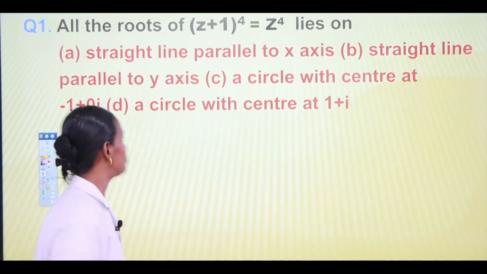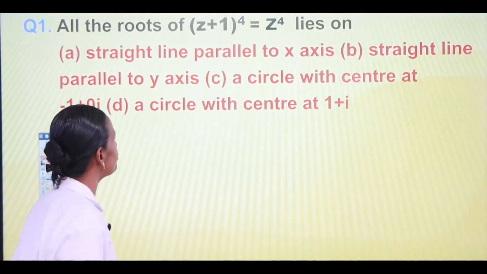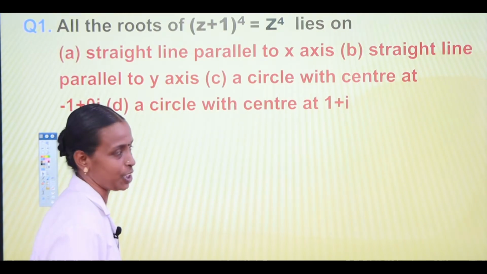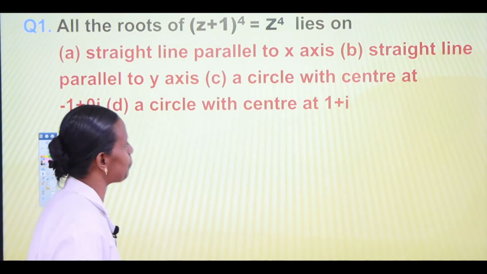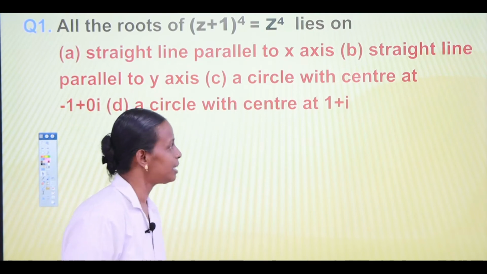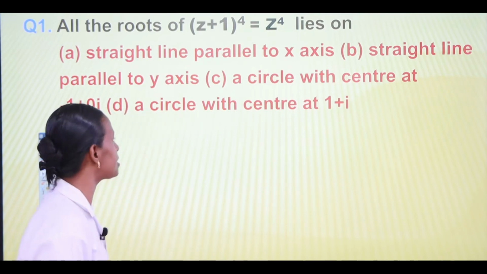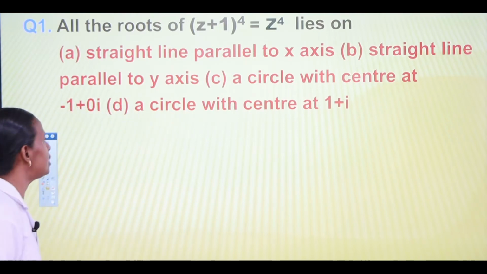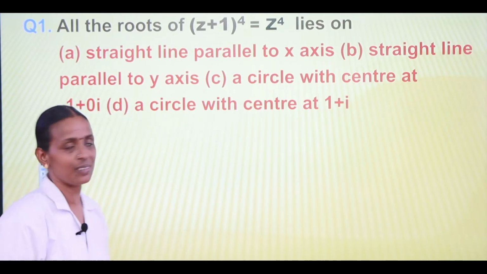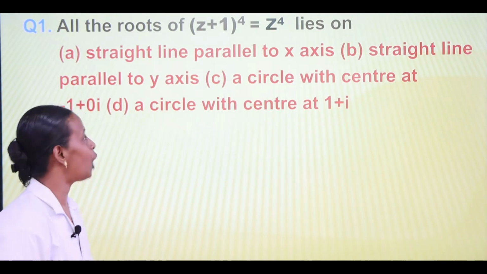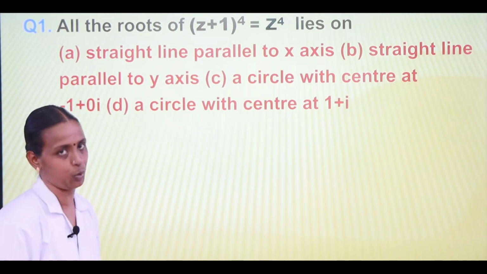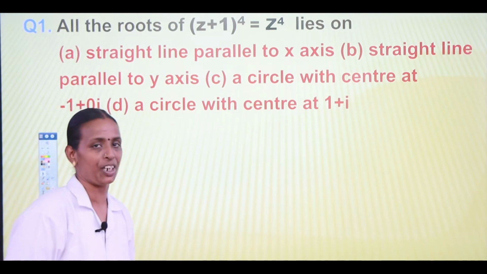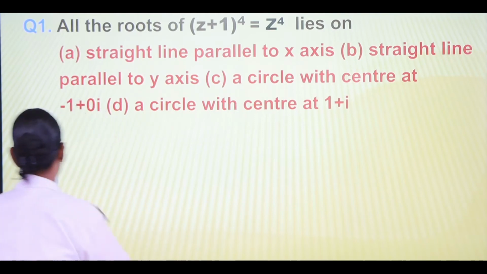Problem number 1. All the roots of (z plus 1) the whole power 4 equal to z power 4 lie on: option A, a straight line parallel to the x-axis; option B, a straight line parallel to the y-axis; option C, a circle with center at minus 1 plus 0i; option D, a circle with center at 1 plus i. How to find the solution for this one? Just take the modulus on both sides, then we can find the corresponding solution.